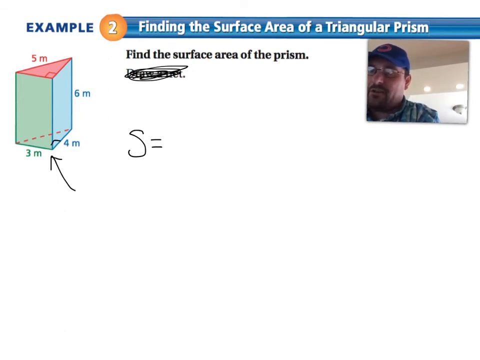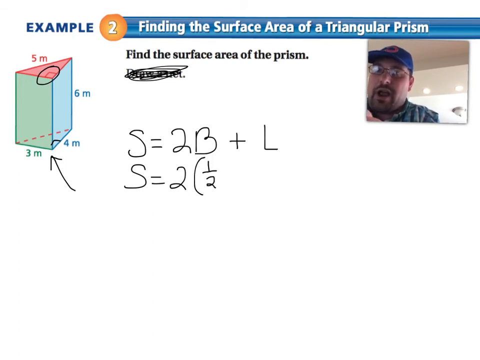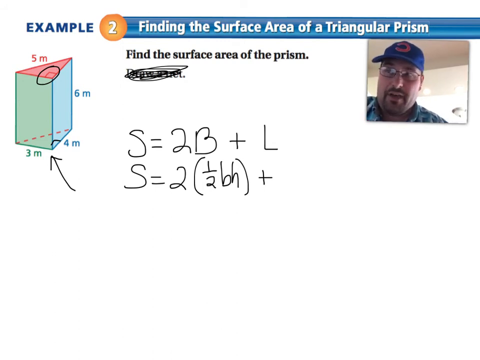So area of the bases, let's look. We have a triangle. Obviously it's a right angle, so base and height are 3. Now how many bases do I have? So we're going to do this: 2B plus lateral area. So 2 bases. Each base is a triangle, 1/2 base times height. The lateral area is the perimeter multiplied by the height of the prism.